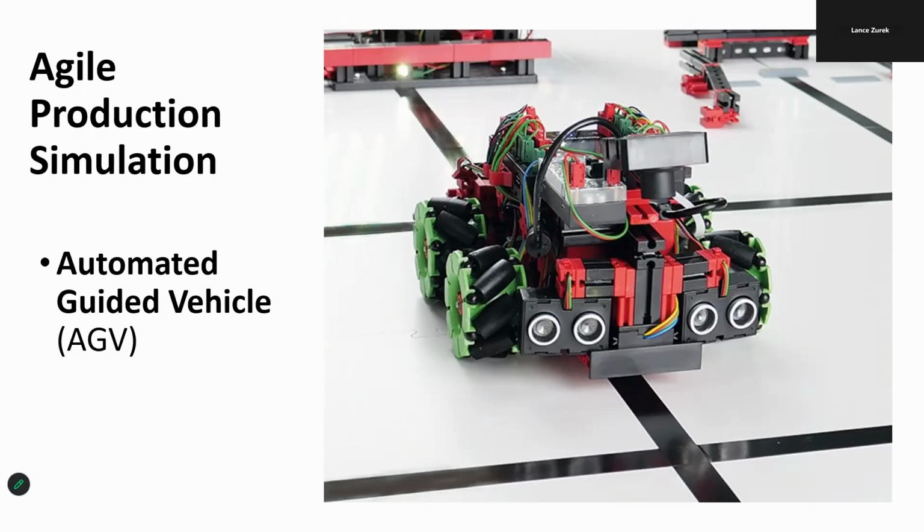Now, at the end of a cycle, a finished workpiece, as I mentioned before, is delivered back to this DPS station by the AGV. So again, the DPS is where it enters the process and where it leaves the process.